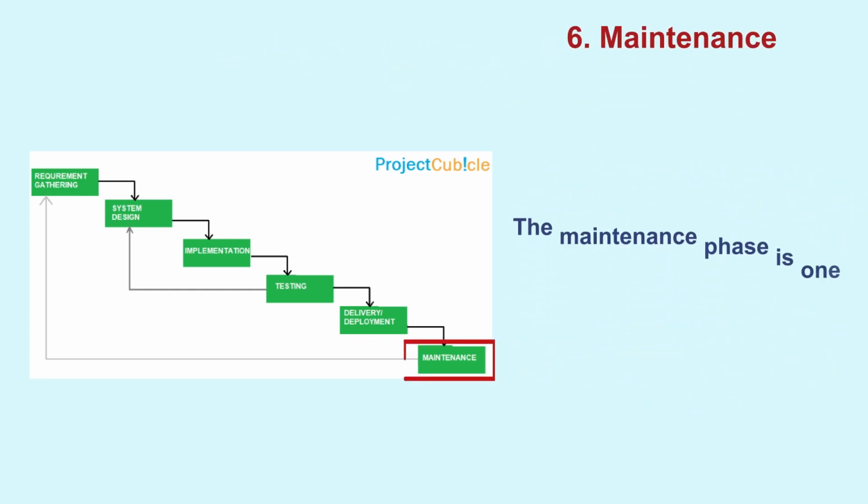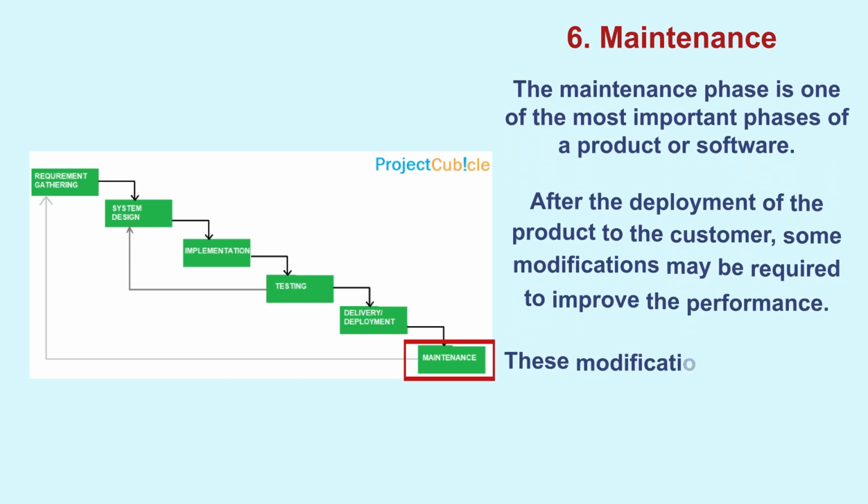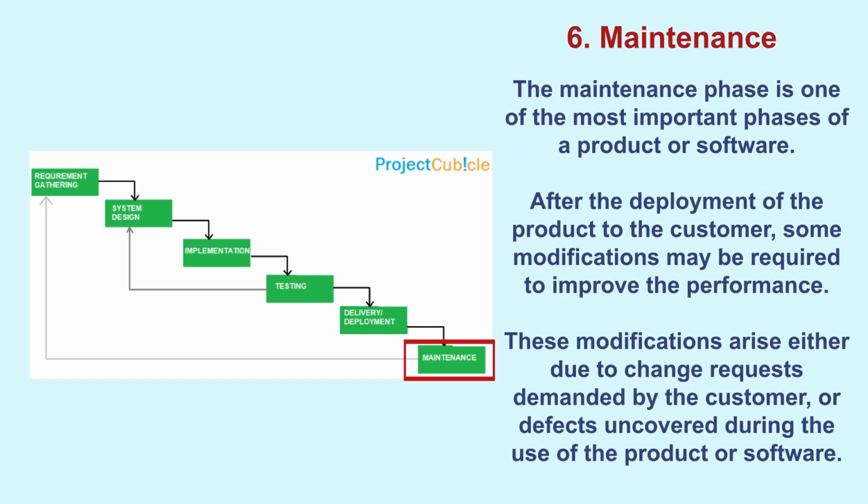Maintenance. The maintenance phase is one of the most important phases of a product or software. After the deployment of the product to the customer, some modifications may be required to improve the performance. These modifications arise either due to change requests demanded by the customer, or defects uncovered during the use of the product or software.